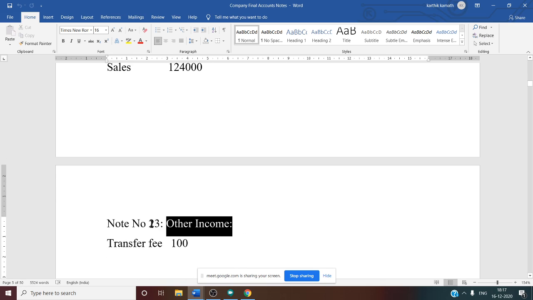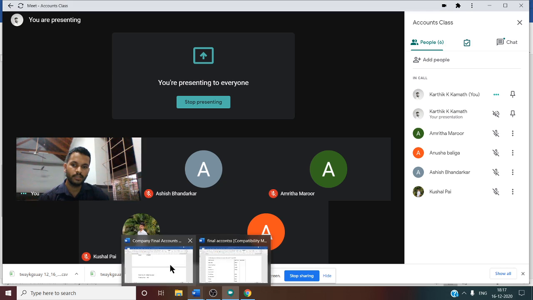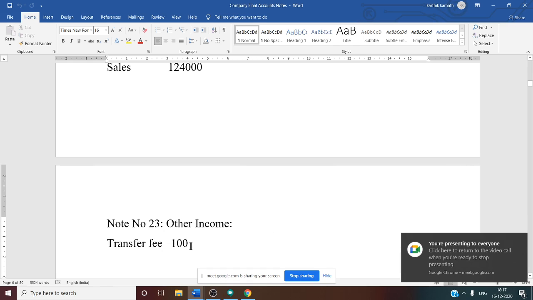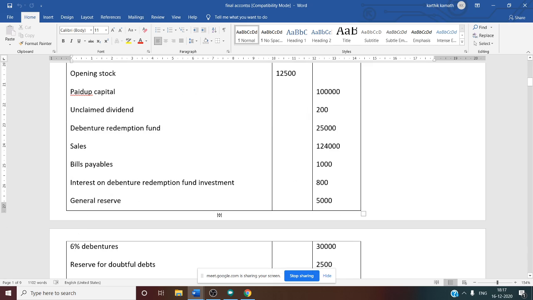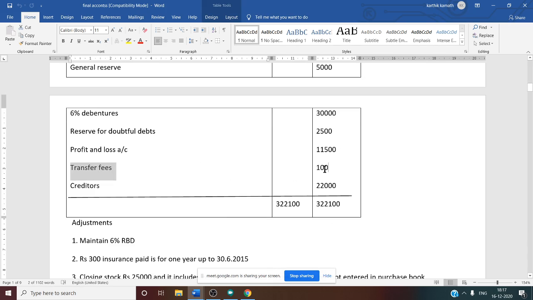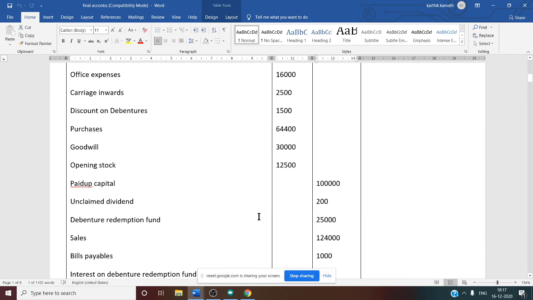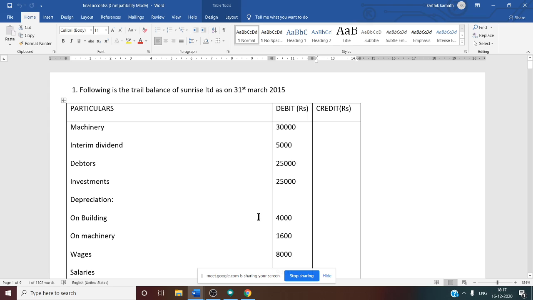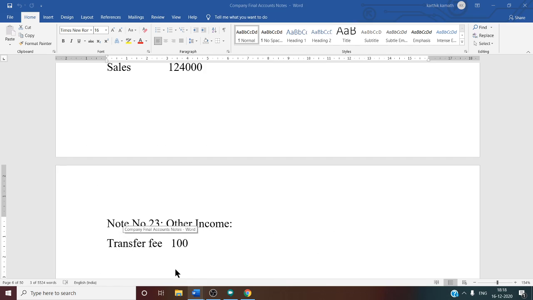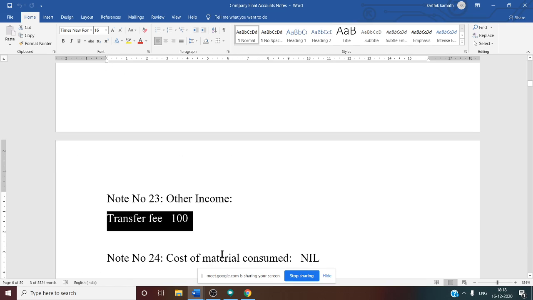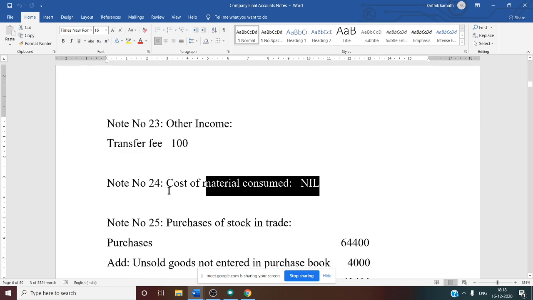Then note number 23 is other income. That is immediately after revenue from operation. Next our working note is other income. Here we have discussed in the question that transfer fee is the only other income. No other income is there. See here, transfer fee is given as 100. So only one piece of information is there under other income. Then all the other expenses are given. So we have to write that transfer fee, working note number 23. Then no extra information.